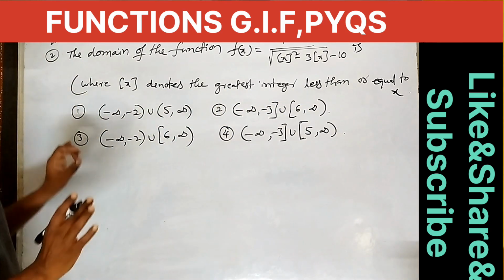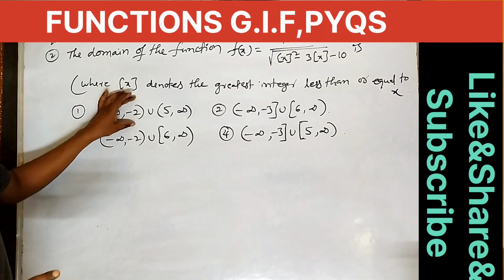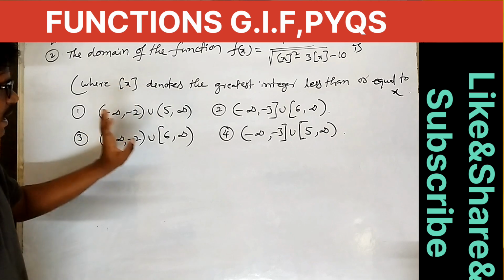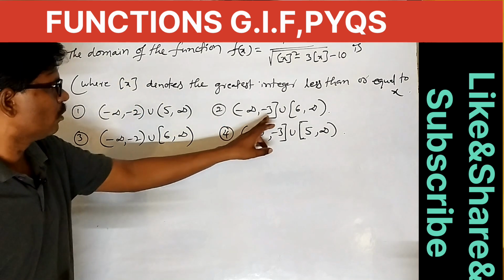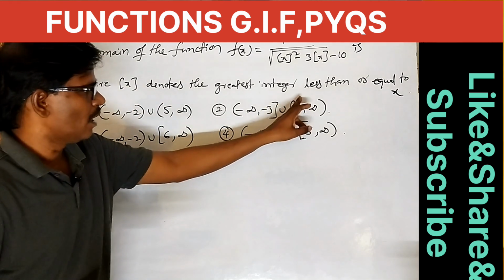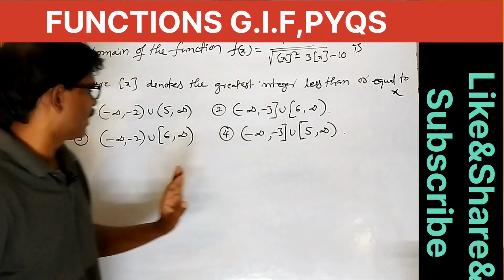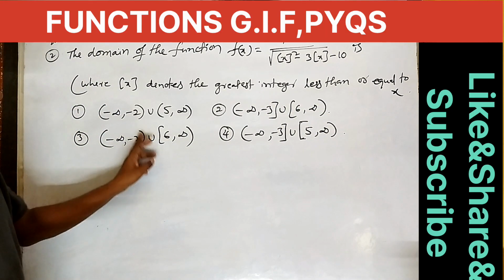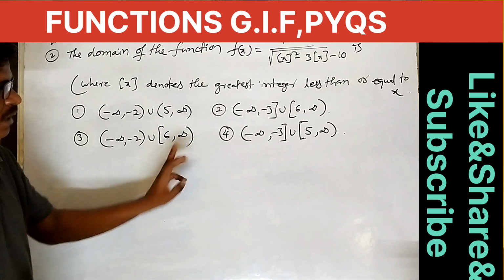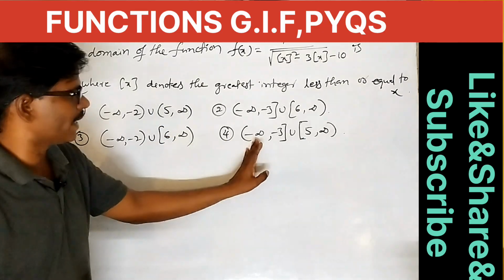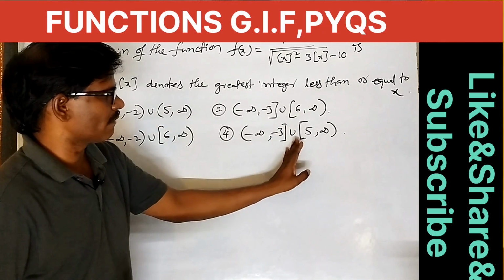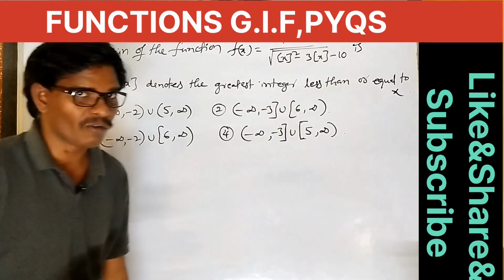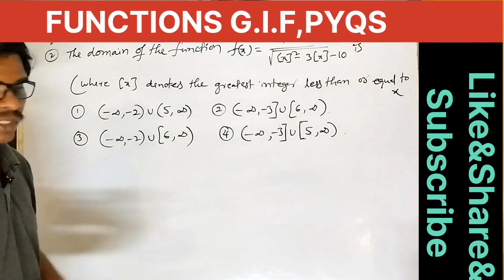What options are there? First option: minus infinity to minus 2 open interval union 5 to infinity open interval. Second option: minus infinity to minus 3 closed interval union closed interval 6 to infinity. Third option: minus infinity to minus 2 open interval union closed interval 6 to infinity. Fourth option: minus infinity to minus 3 closed interval union closed interval 5 to infinity open interval. Okay, these four options are there.